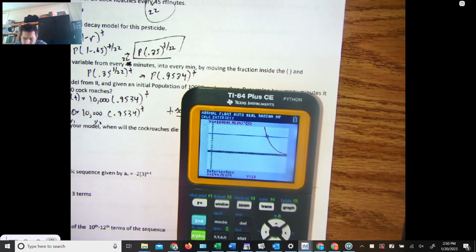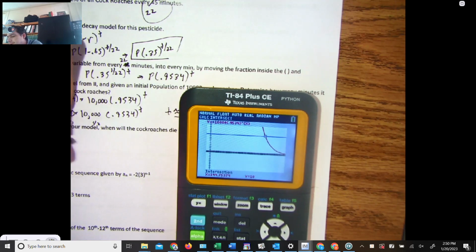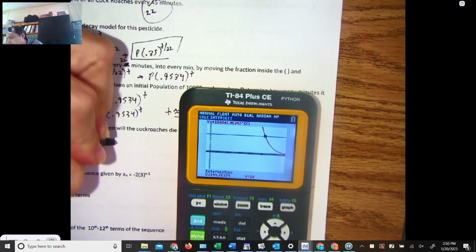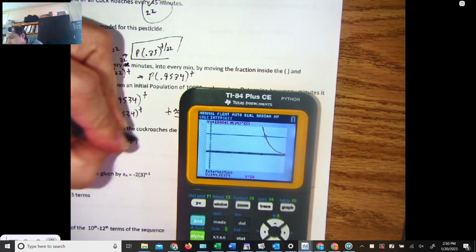According to your model, when will the cockroaches die? Even though these are life forms, they're going to die when there's less than one of them. Okay? That's just the deal. If there's less than one and you're actually talking about cockroaches, well, that'd be 0. So I'm actually going to say that the equation itself is less than 1. 1 is less than 10,000 times 0.9534 to the T.